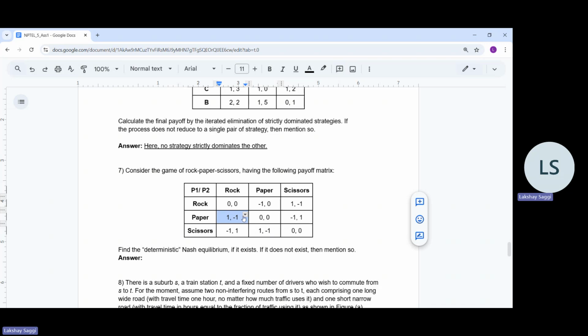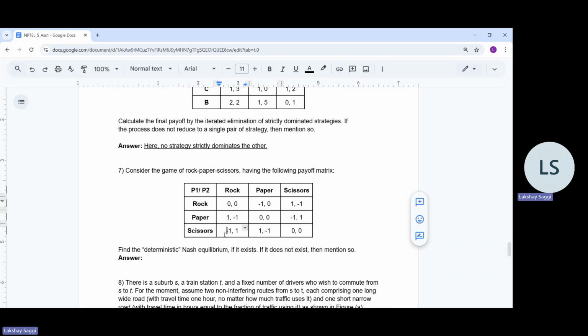But the column player has an incentive to switch here, because the column player will want to get better than this -1. The column player can switch to paper or scissors, and in both cases its payoff will be higher than -1. Here the payoff is -1 for the column player. On switching to paper, it will be 0. On switching to scissors, it will be 1. So the column player has an incentive to switch here.